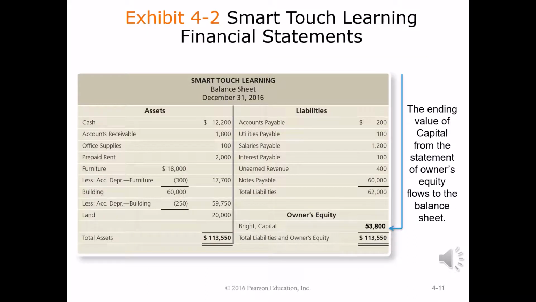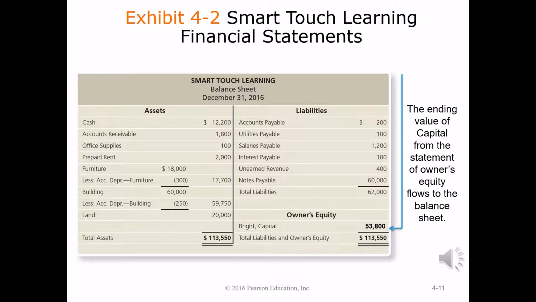First, let's take a look at the Bright capital account, the $53,800 that we just determined off of our Statement of Owner's Equity report. That amount is shown here under our equity title on the balance sheet. Remember that the balance sheet must balance and that it also reflects our accounting equation. Here you can see we have assets on the left and we have liabilities and owner's equity on the right. That perfectly reflects our accounting equation of assets equals liabilities plus owner's equity.